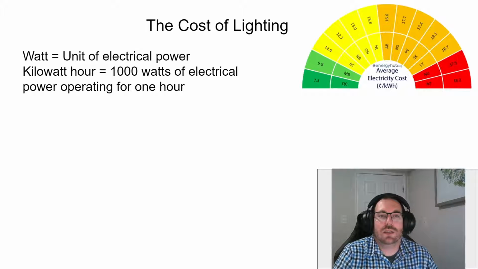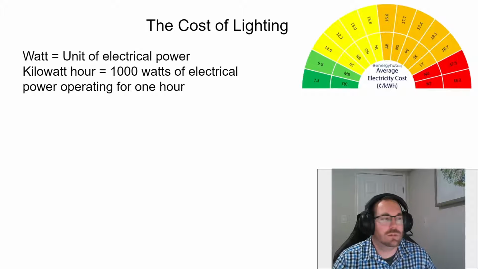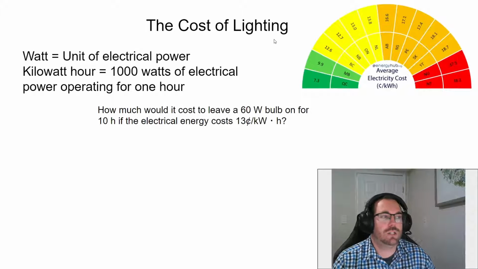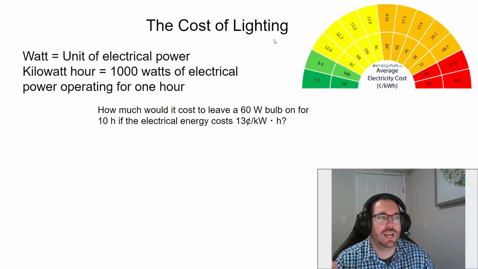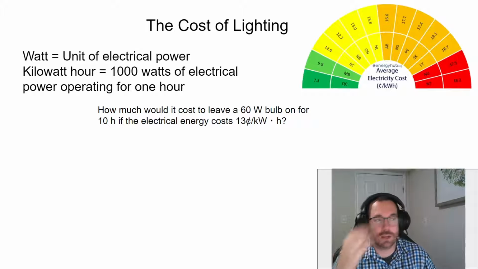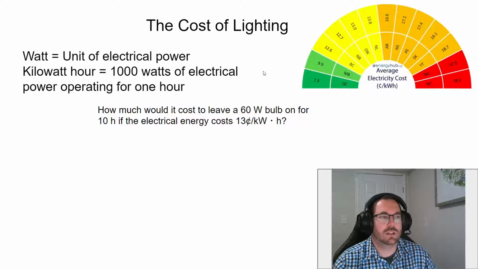To understand how to calculate the cost of lighting, let's go through an example together. Let's see how much it would cost to leave a 60-watt light bulb on for 10 hours if the electrical energy costs 13 cents per kilowatt hour. So if we were taking the rate from Ontario, and we were looking at just one 60-watt light bulb on for, let's say, an average 10-hour day.